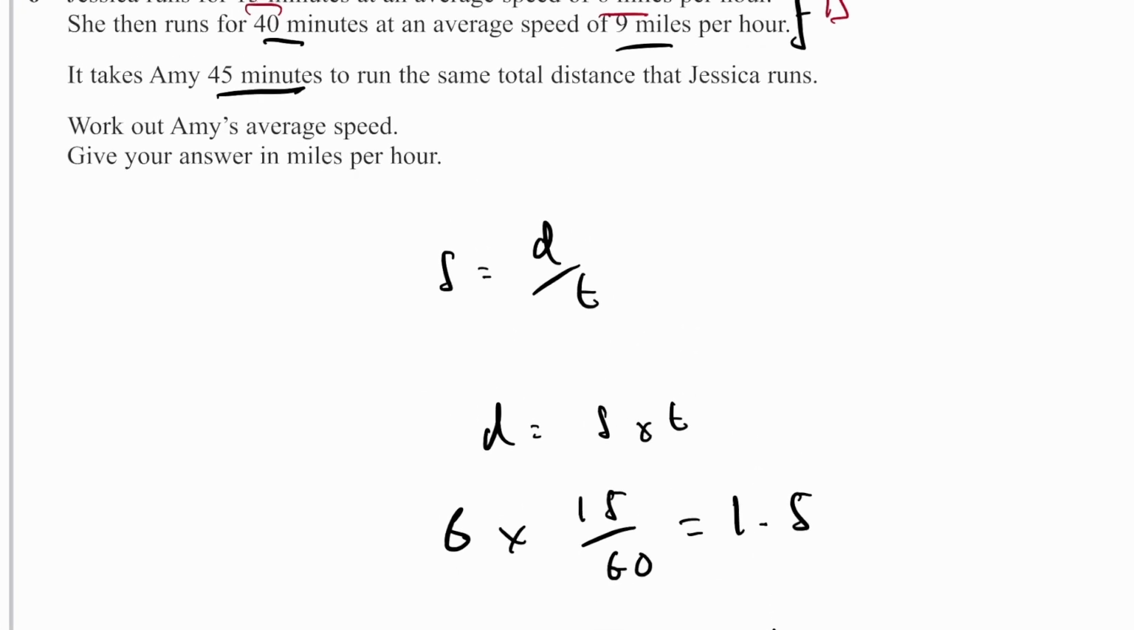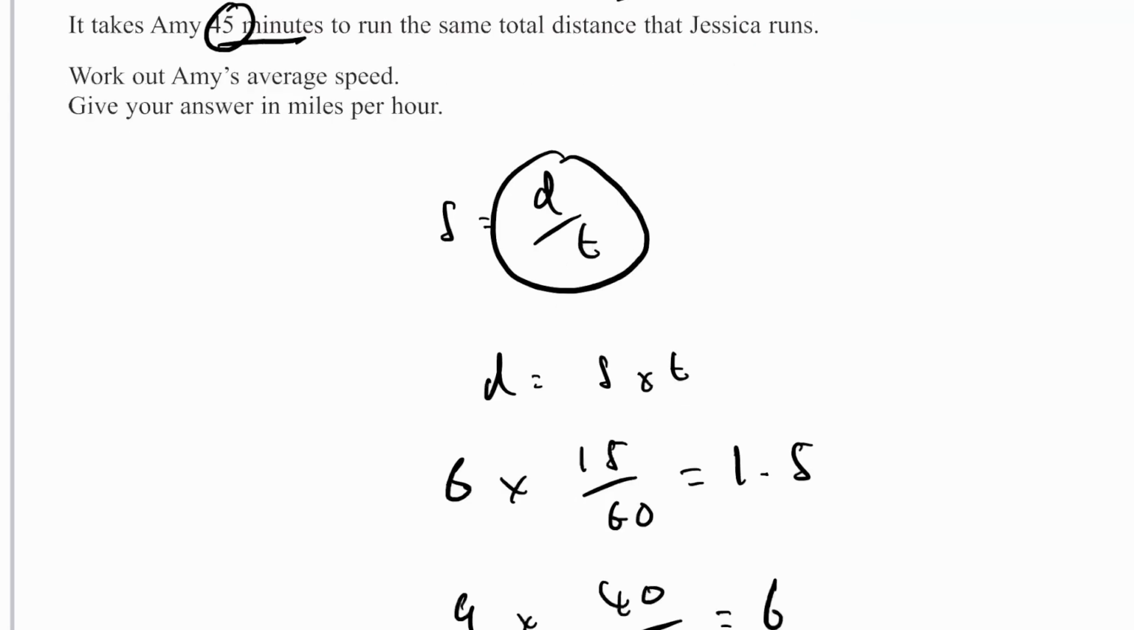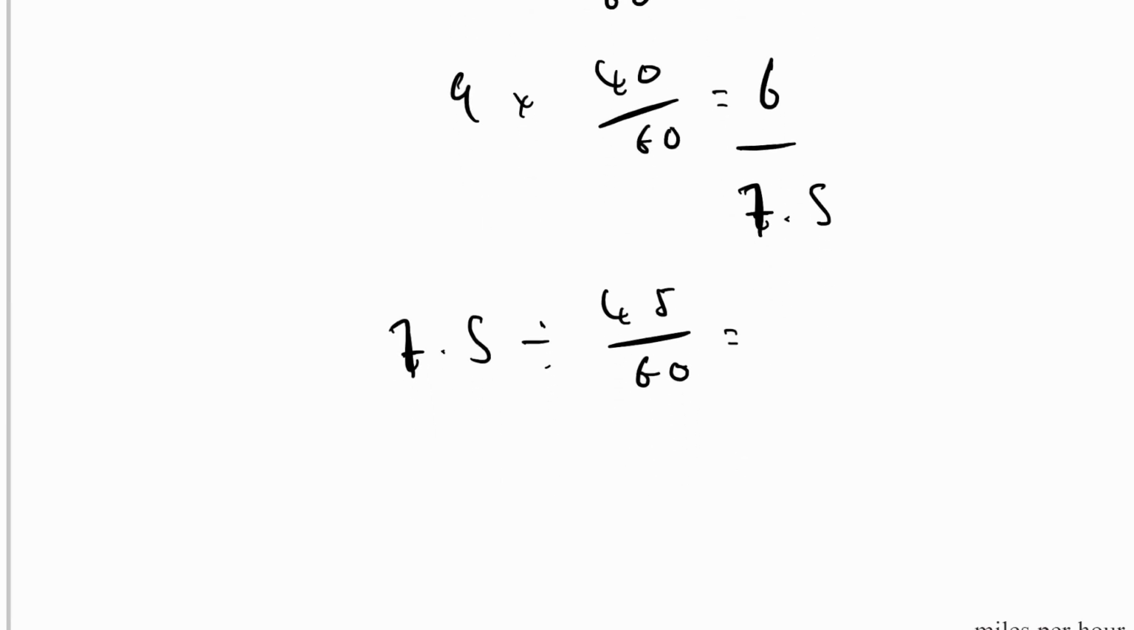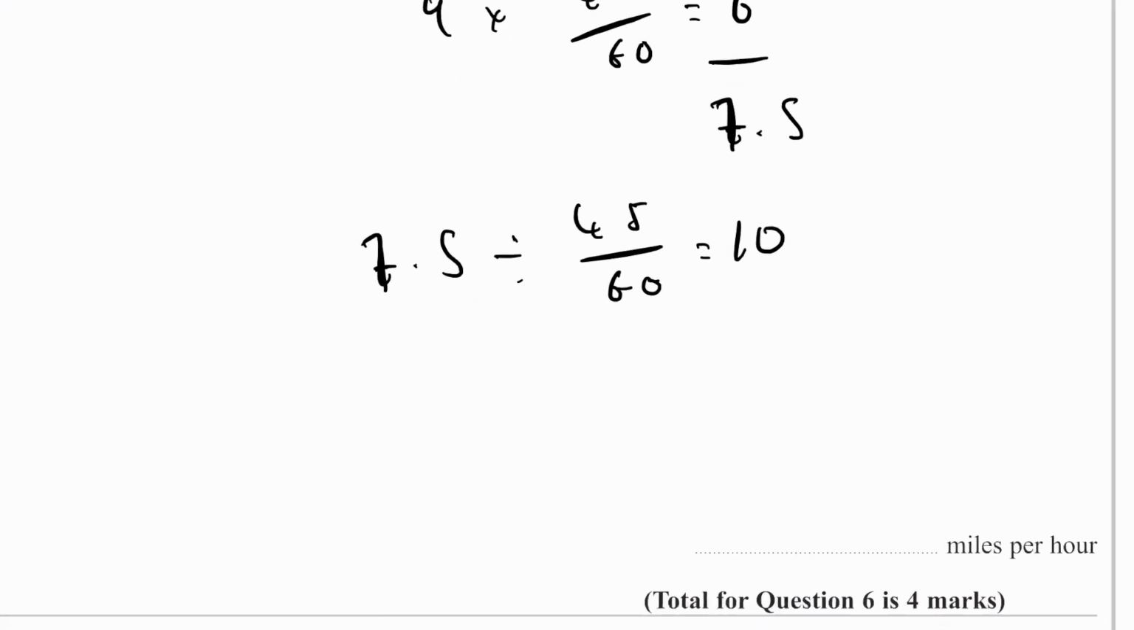And then we've got the time that Amy takes, which was 45 minutes. And we have our equation: speed equals distance over time. So we take our total distance, 7.5, and divide it by the time taken, which was 45 minutes. But again, we need to convert this into hours. So we divide through by 60, and you should get 10 miles per hour. You can write that down, and you can see they want it in miles per hour in our final answer as well.